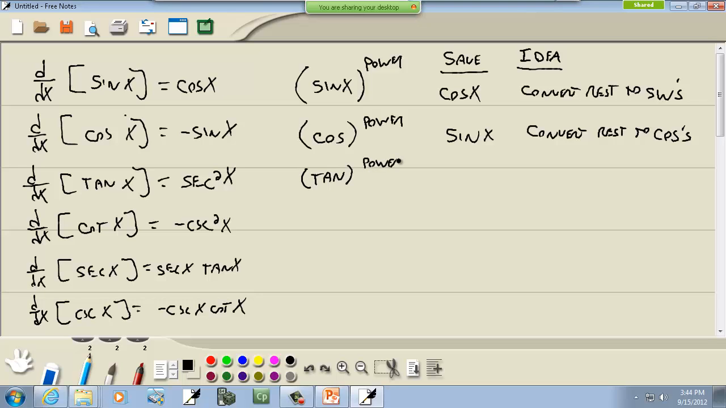You'll have maybe a tangent to a power, and if you have tangent to a power, you have to have secant squared for the u substitution. So you'll save a secant squared, and you'll convert the rest to tangents. And this one, we'll have cotangent to a power. We need to save a cosecant squared. Again, the negative is trivial. We can always put a negative inside of an integral. And convert the rest to cotangent.